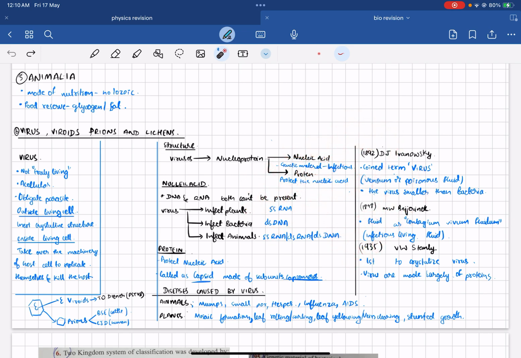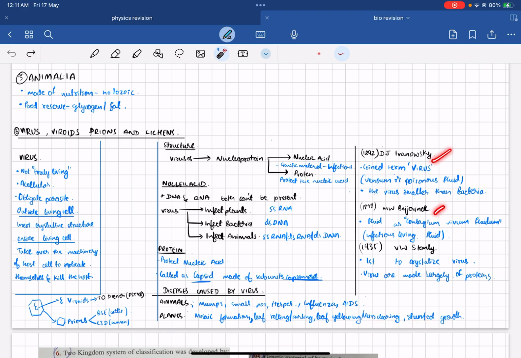Next, the protein part which covers the nucleic acid is called the capsid, which is made up of smaller subunits known as capsomeres. Next, diseases caused by viruses. In animals: mumps, smallpox, herpes, influenza, AIDS. In plants: mosaic formation, leaf rolling, curling of leaf, yellowing, vein clearing, stunted growth, etc.